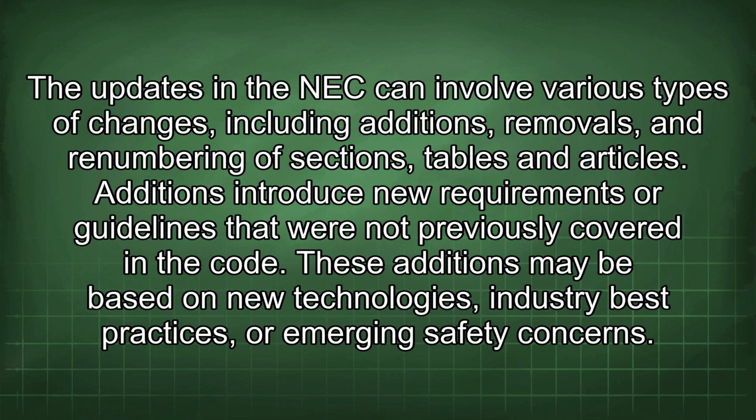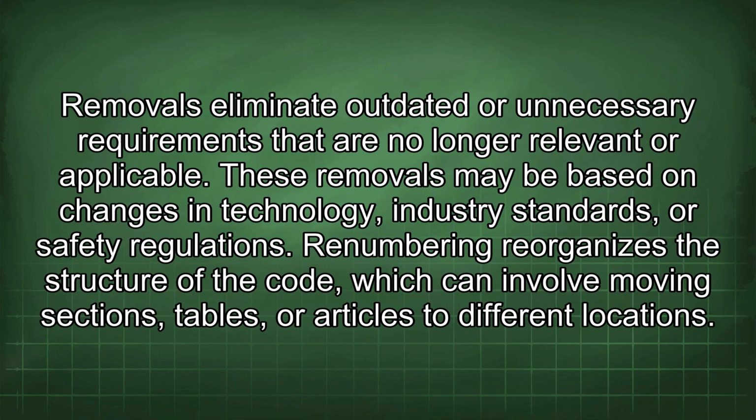The updates in the NEC can involve various types of changes, including additions, removals, and renumbering of sections, tables, and articles. Additions introduce new requirements or guidelines that were not previously covered in the code. These additions may be based on new technologies, industry best practices, or emerging safety concerns. Removals eliminate outdated or unnecessary requirements that are no longer relevant or applicable.